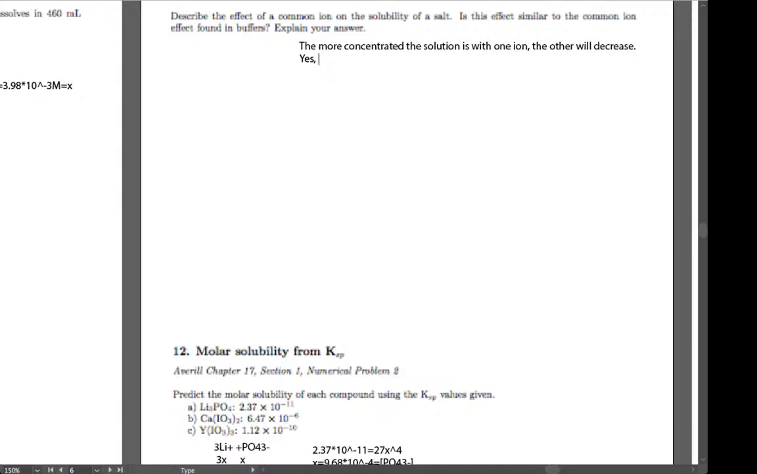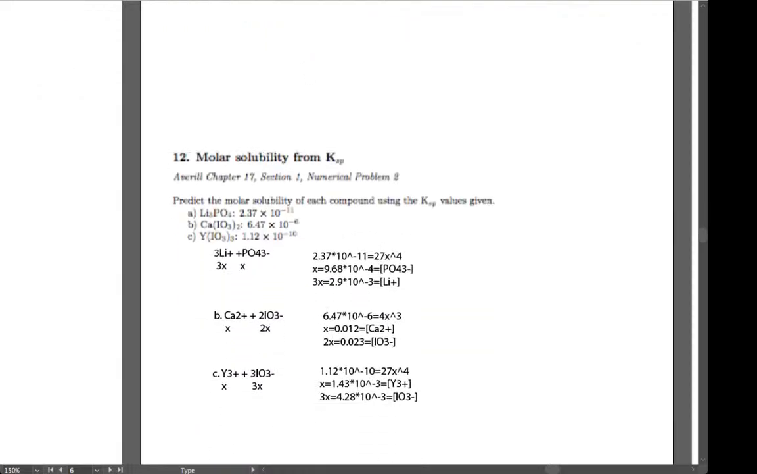Actually, from my book, it's just the same as the one on the top, because the ion is pretty much the same. So basically, when the ion concentration increases, the other ion's concentration decreases. But yes, I'm so sorry if my explanation is not that clear.